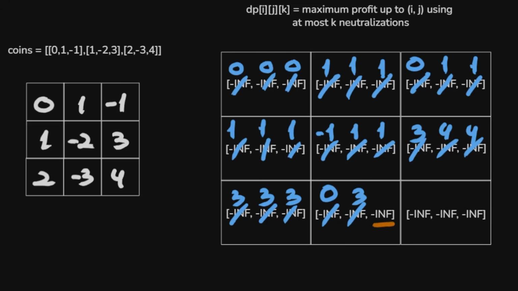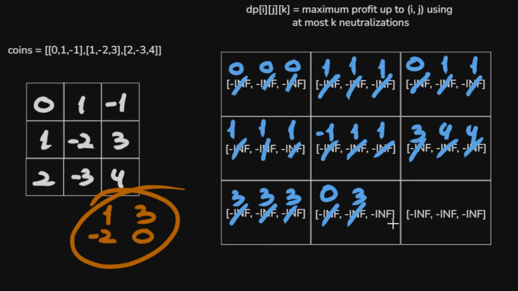Now what if we use at most 2 neutralizations? If we come from above and we actually use this, we take this accumulated number plus 0, which is 1. If we don't use this, we take the previous accumulated number at the same position, and 1 plus minus 3 is minus 2. If we come from the left and we actually use this, we are looking at this number plus 0, so this is 3. And if we don't use this, we are looking at this number plus minus 3, which is 0.